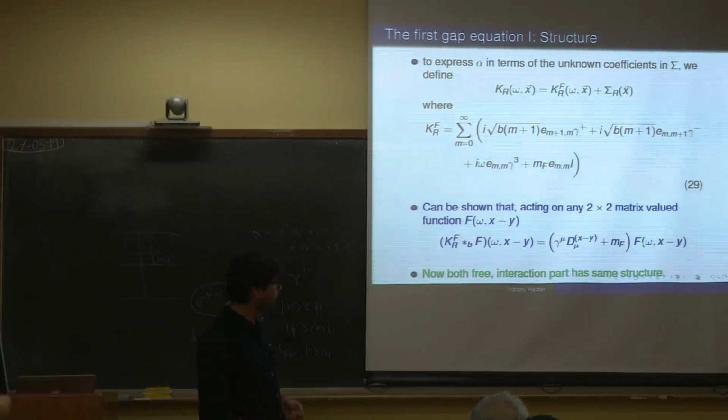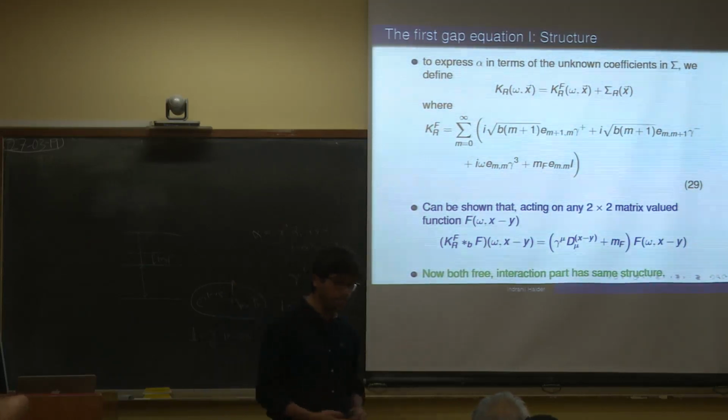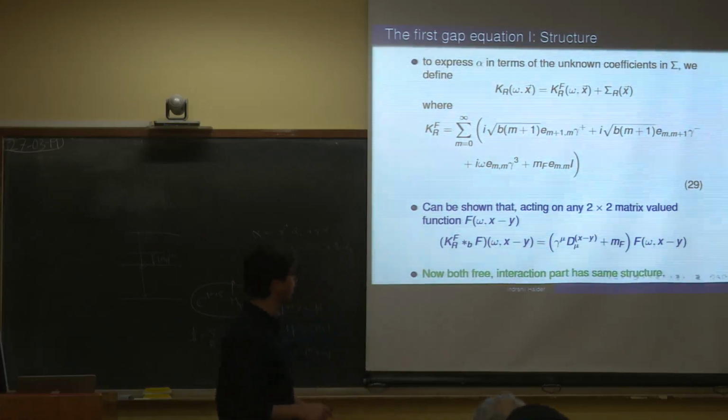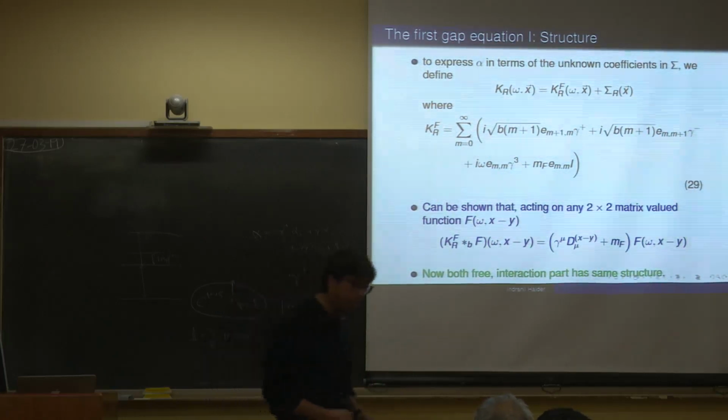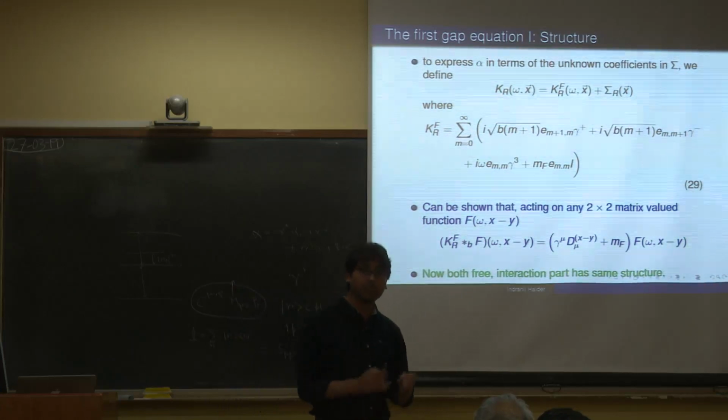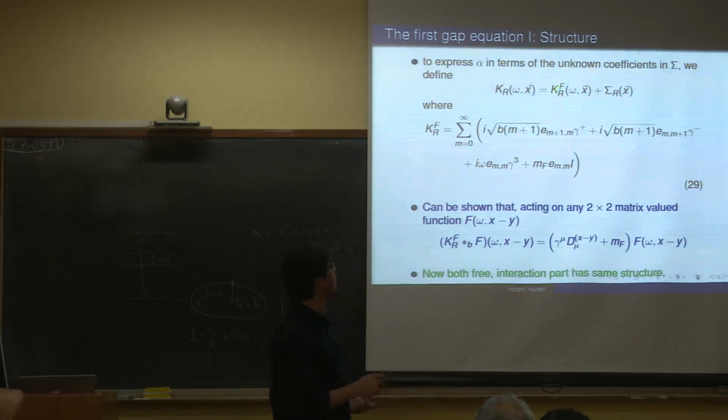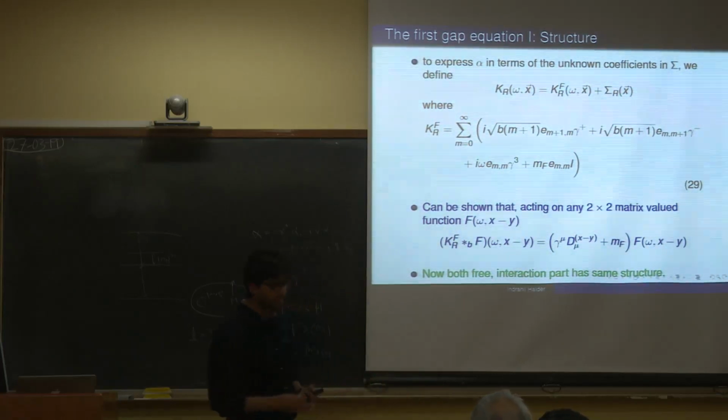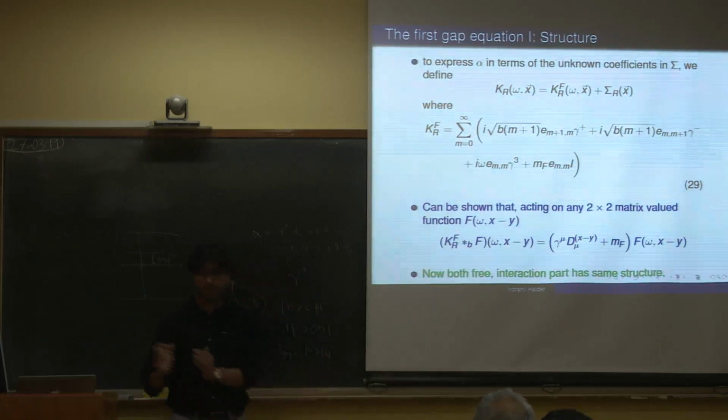So we know the free differential operator, and we also know that when it acts on the free propagator, it gives you an identity. Using this, it can be shown that when this operator acts on any matrix valued function f, that is equivalent to taking the same function and doing a star convolution with an object which I am calling KFR. So it is like trading the differential operator for a star convolution.